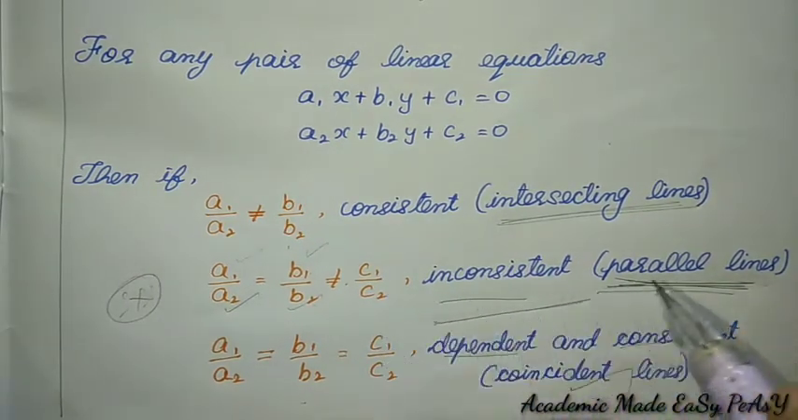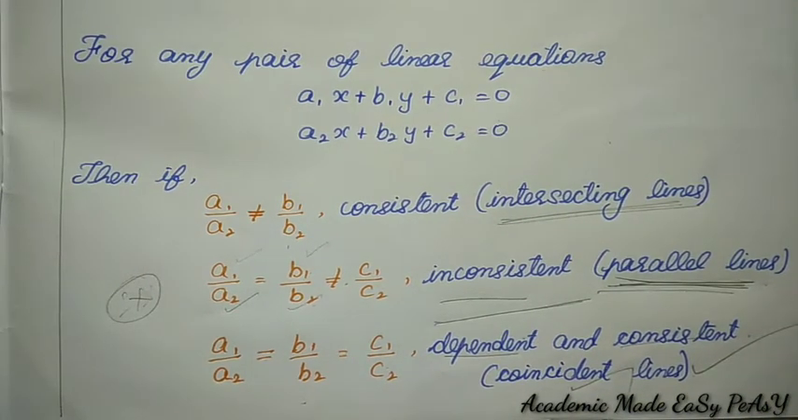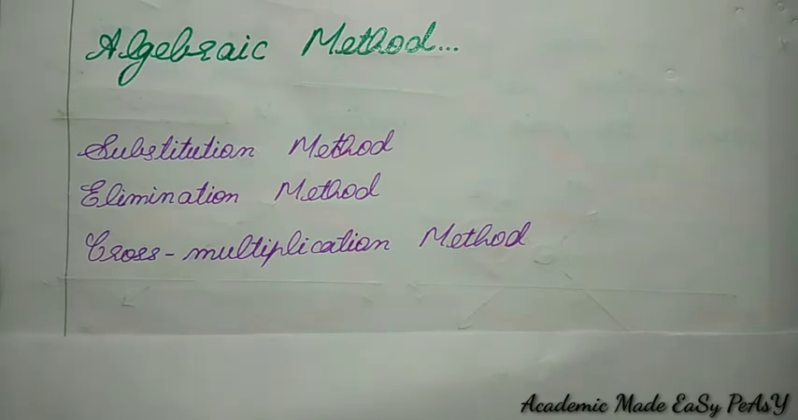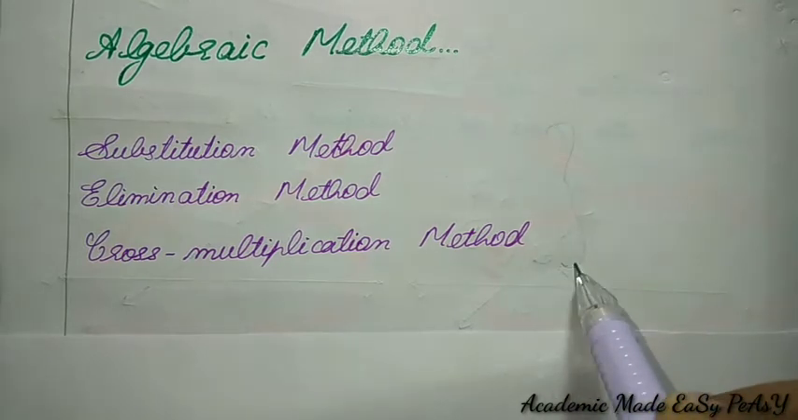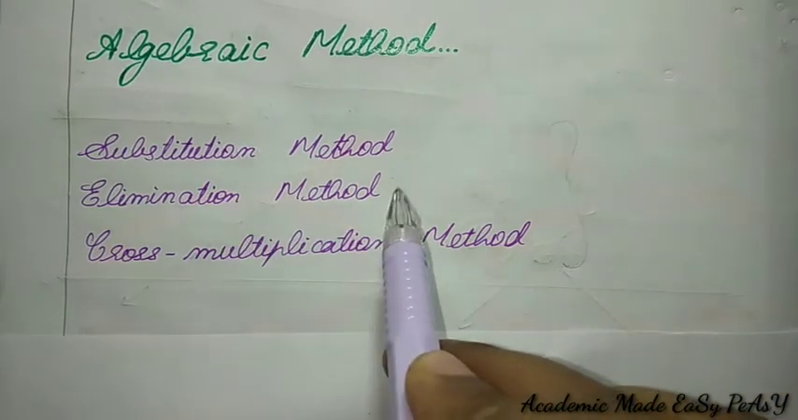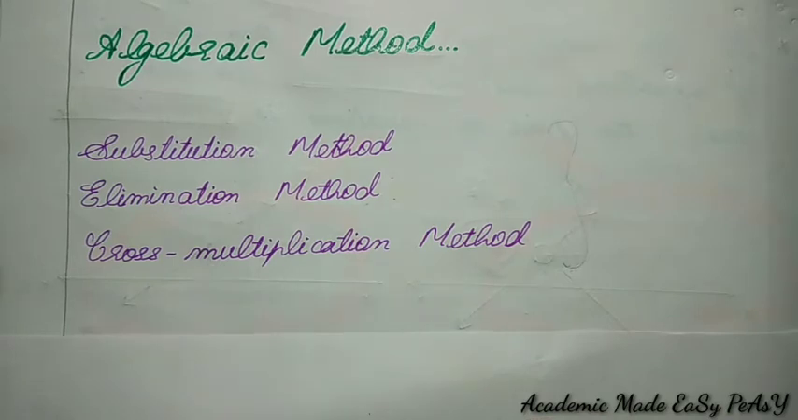If they are equal, they are dependent and consistent, so coincident lines. Till now we were learning about graphical method. So now let's learn the second method, which is algebraic method. This method is one of the easiest methods. In this method we have three types: one is substitution method, next is elimination method, and third is cross multiplication method. So now let's move on.